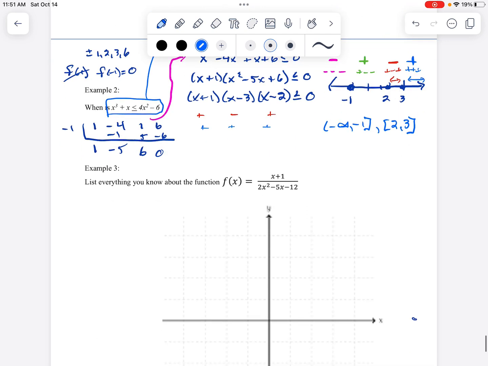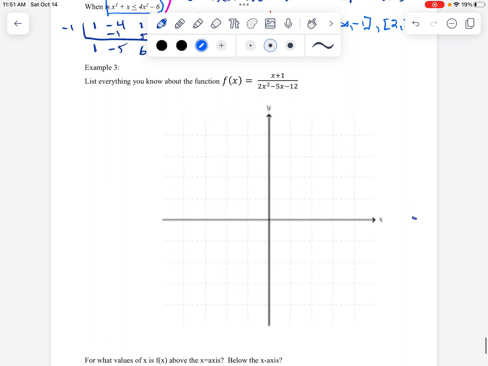Let's try it with rational functions. List everything you know about this rational function. So let's do vertical asymptotes. 2x squared minus 5x minus 12. Where is that equal to 0?